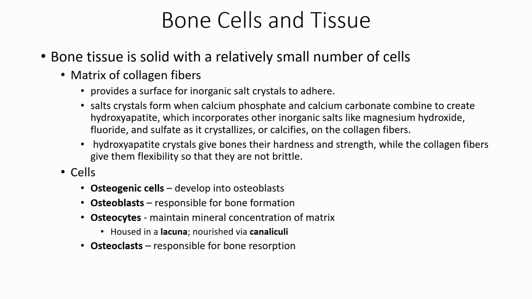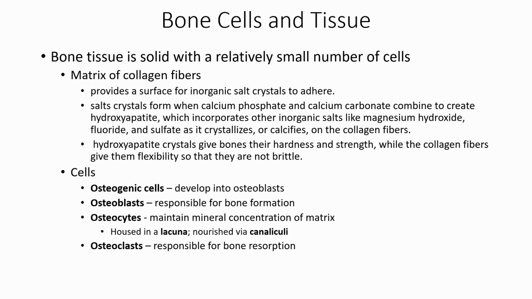Now, before I get into each of these, I do want to mention the terms. We're seeing osteo over and over again. That's going to be our prefix for bone. Osteogenic. Genic, we think creation or beginning. So osteogenic, we're thinking this is a cell that is the beginning line of bone cells. Osteoblast, when we see blast, we think we're building something. So osteoblasts are going to help build or form new bone.